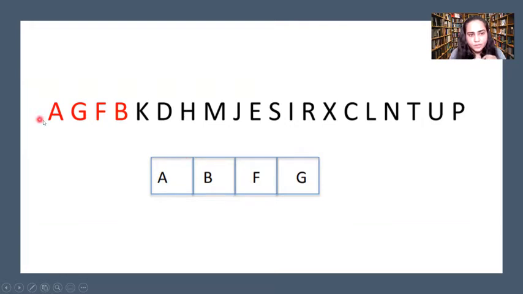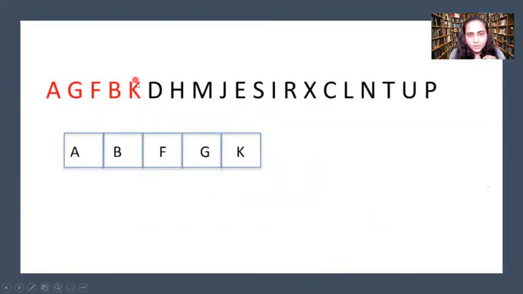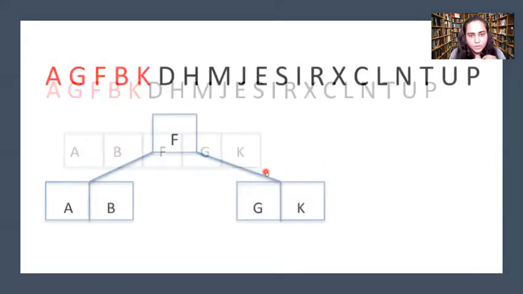Now in this case, first I'm inserting, because I'm allowed to insert 4 keys at a time, so I'm just going to insert A, G, F, and B. And obviously they will be inserted in ascending order, so it becomes A, B, F, and G. And once that is done, I'm going to insert the next one, that is K. So now I've inserted K, and you know what the problem is.